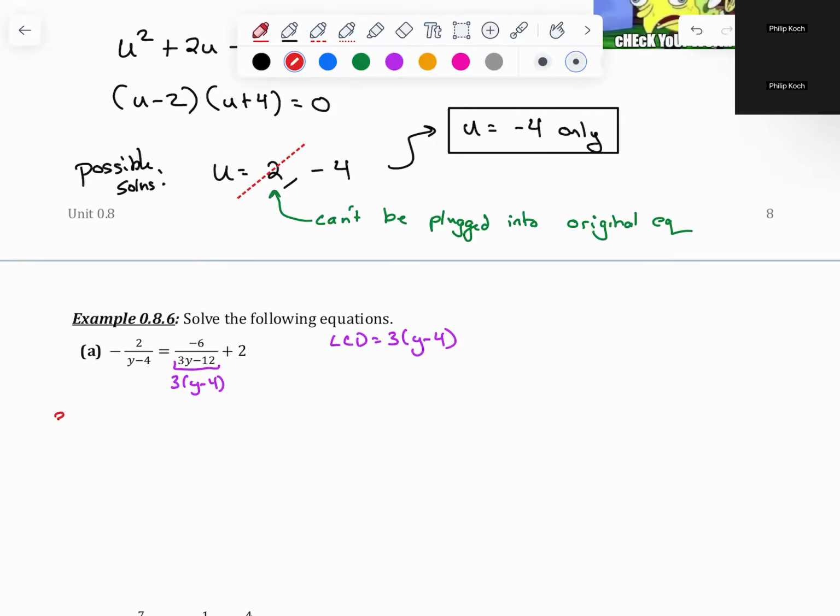So 3 times y minus 4 on the left-hand side equals 3 times y minus 4 on the right-hand side. I said right-hand, I meant the left-hand side. So -2 over y minus 4. And then this one, -6 over 3 times y minus 4, plus 2. Like that.